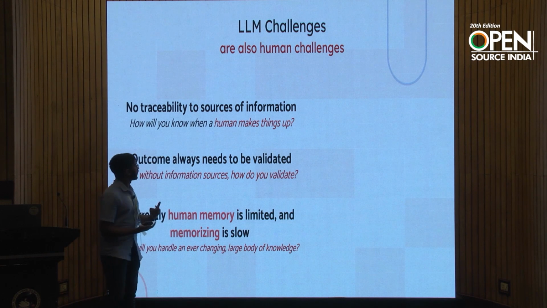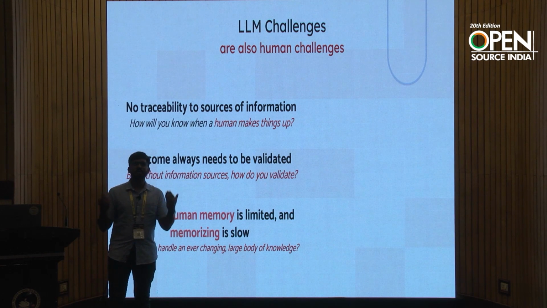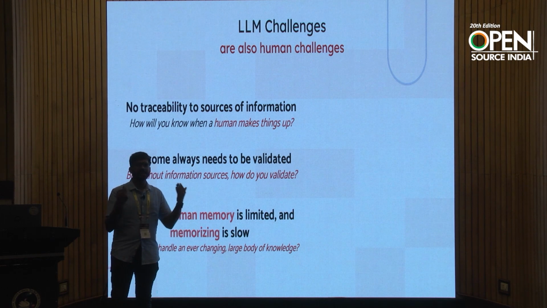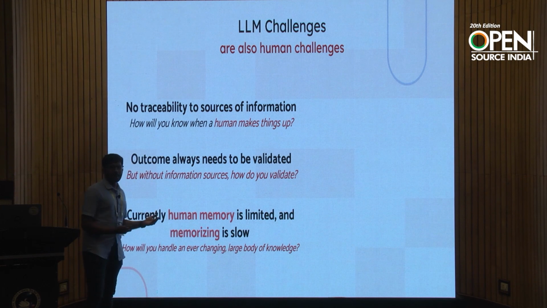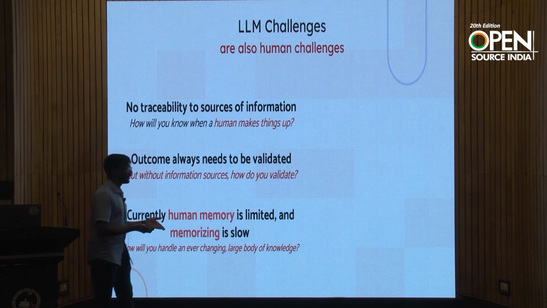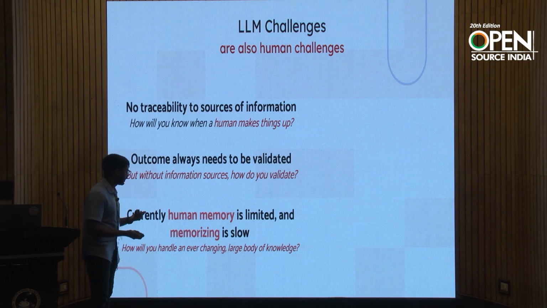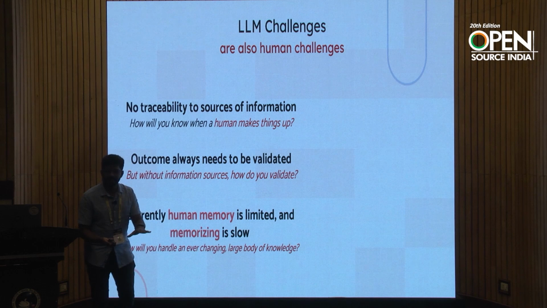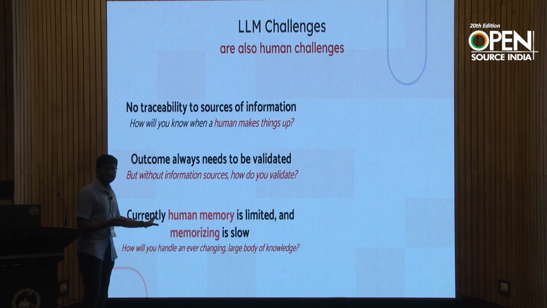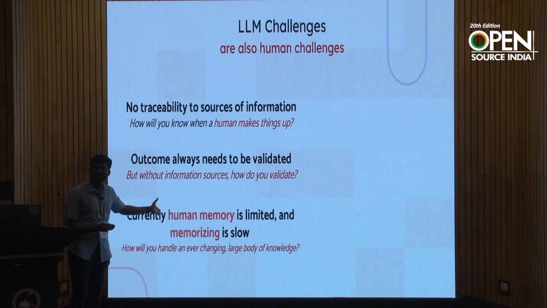Let's reframe them. Humans are notorious for making things up without references. Misinformation is everywhere. And half the time, if you ask a student to complete an assignment, they're going to copy from Google. Now it's ChatGPT, but before, it was Google. And they're not going to tell you where they got it from. How would you validate? And finally, I don't know about you, I'm horrible at memorizing stuff. If I try memorizing stuff, it's as good as asking me to do a backflip. I can't do either. Memorizing is difficult, slow, and human memory itself is limited.